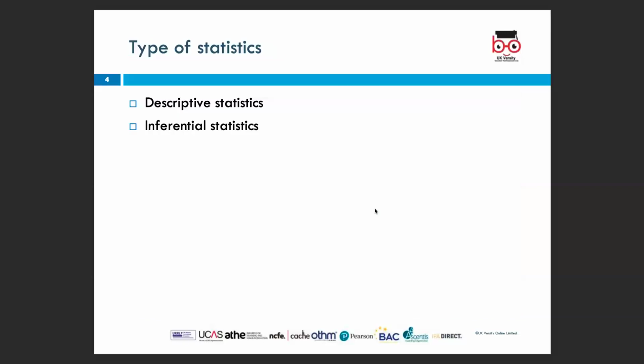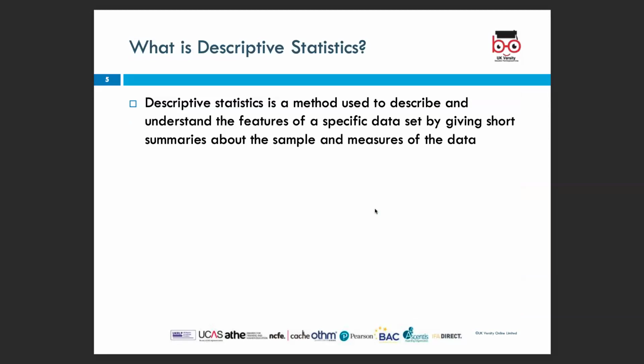So yeah, we have 2 types of statistics. We looked at this a little bit yesterday. We have descriptive statistics and inferential statistics. So what is descriptive statistics? This is a method used to describe and understand the features of a specific data set by giving short summaries about the sample and the measures of the data. Obviously, like the name says, it is descriptive, a short summary about the sample and measures of the data.